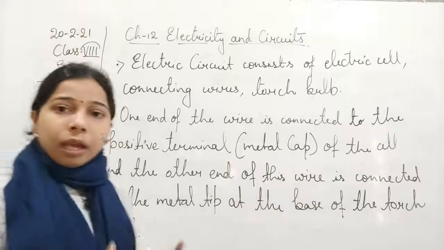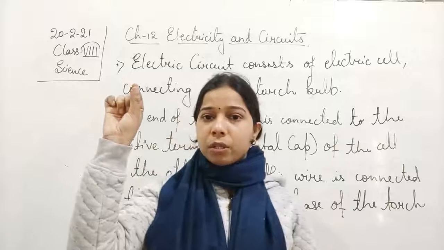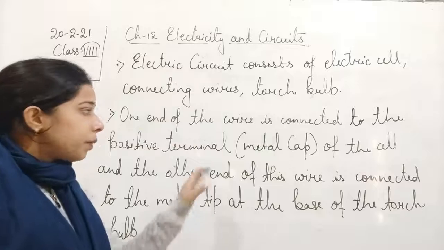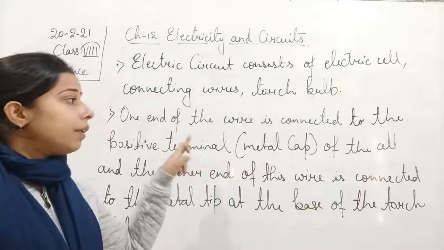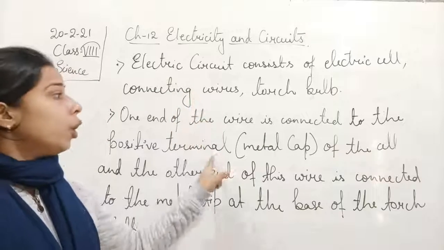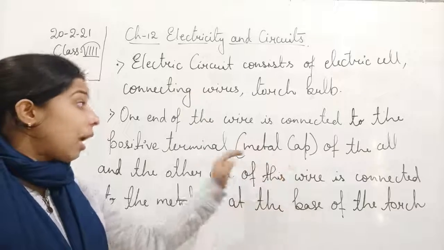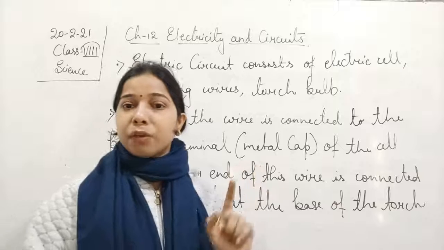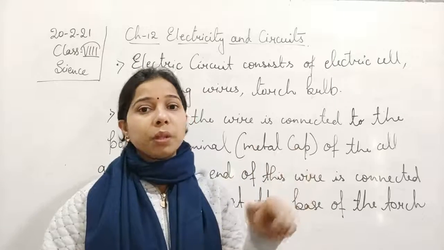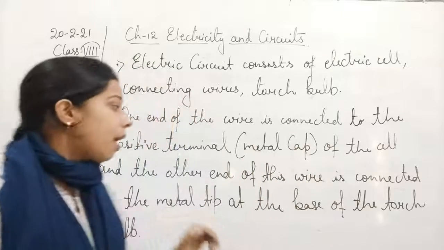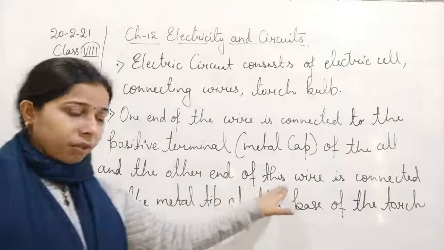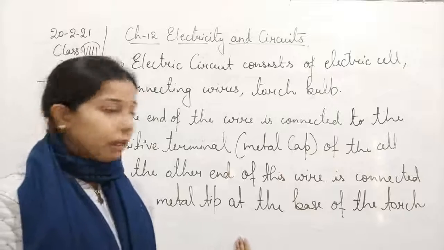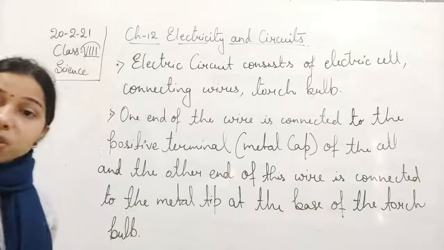Now you see, we are connecting one of the terminals of the torch bulb to one end of the electric cell. At first we will take a connecting wire and connect one end of the wire to the electric cell. Which terminal? That is the positive terminal. So we will connect one end of the wire to the positive terminal of the electric cell, and the other end of the same wire will be connected to the metal tip at the base of the torch bulb.